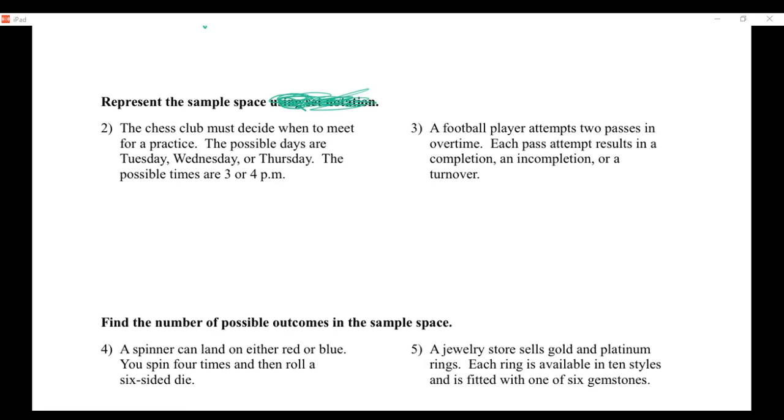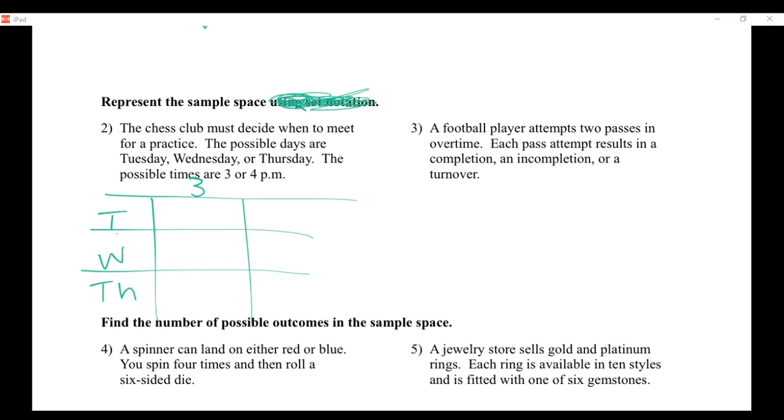For example, the chess club must decide when to meet for practice. They can do it Tuesday, Wednesday, or Thursday, and 3 or 4 p.m. So they can meet Tuesday, Wednesday, or Thursday, and they can do 3 o'clock or 4 o'clock. That means they could do Tuesday at 3, Tuesday at 4, Wednesday at 3, Wednesday at 4, Thursday at 3, or Thursday at 4. If you just wanted to list those off, you could, but if it says represent the sample space, it means you literally have to list off all of the possible things that could happen.